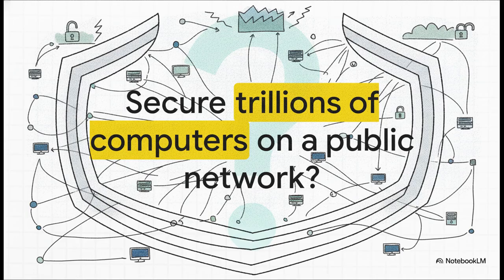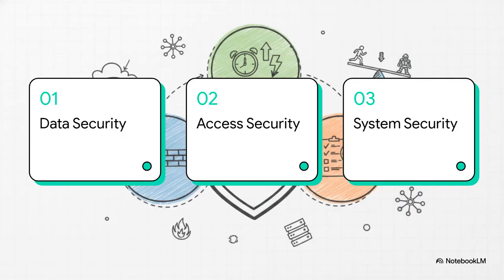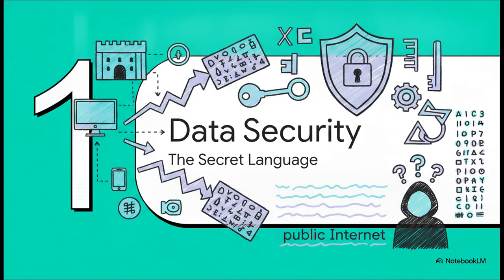To defend an environment like that, network engineers had to invent a multi-layered defense system. So to make sense of this massive challenge, it helps to look at a secure network as a modern digital fortress. And this fortress relies on three main pillars: data security, access security, and system security. Let's get right into it. Pillar number one is data security.